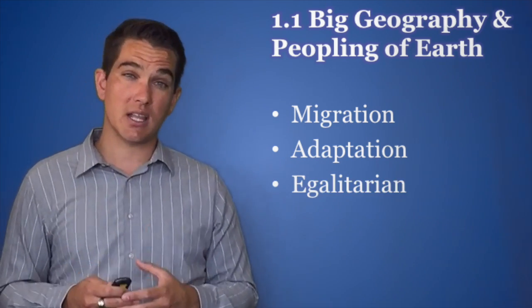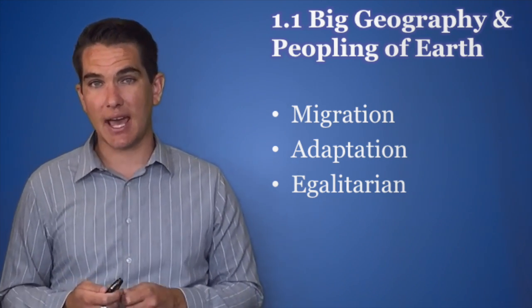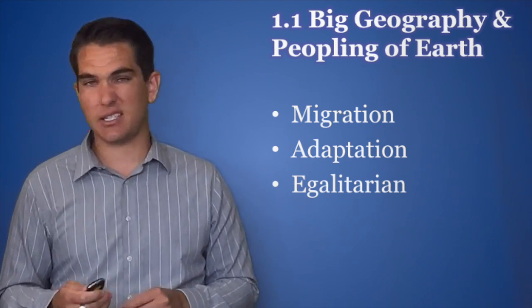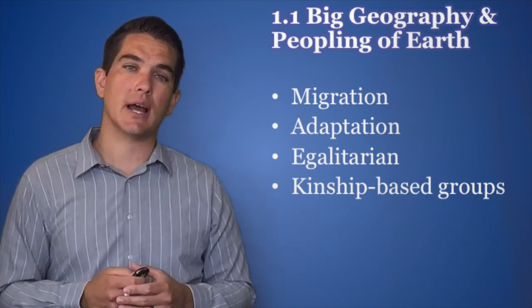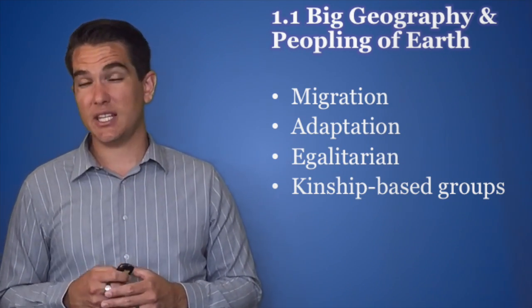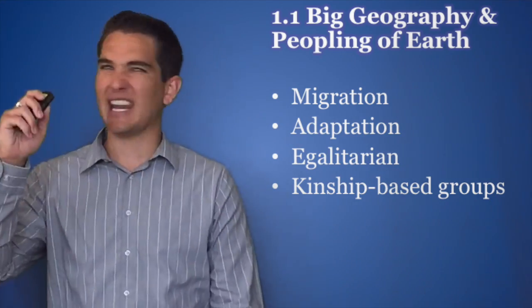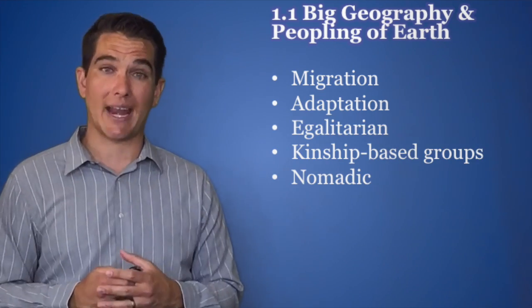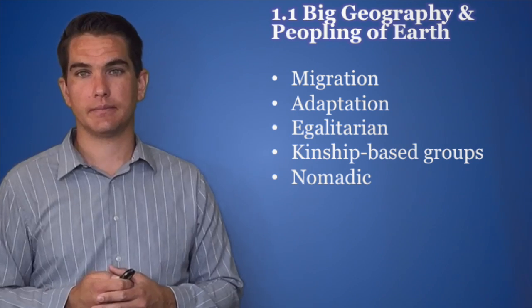When you look at the social and political and economic makeup of societies in this period, they are something called egalitarian. Egalitarian just means they're much more equal-like. These societies are also organized around something called kinship-based groups. This means they follow the same bloodline. So we're not looking at kings or democracy or any of those ideas yet. These societies are nomadic, meaning they're always on the move, looking for new food sources.